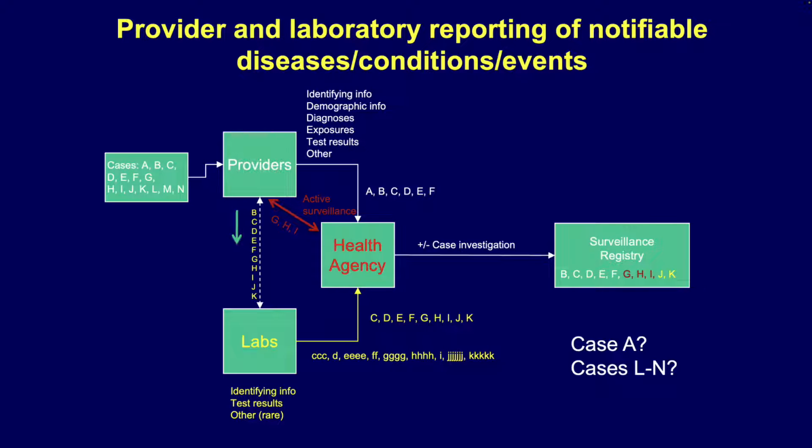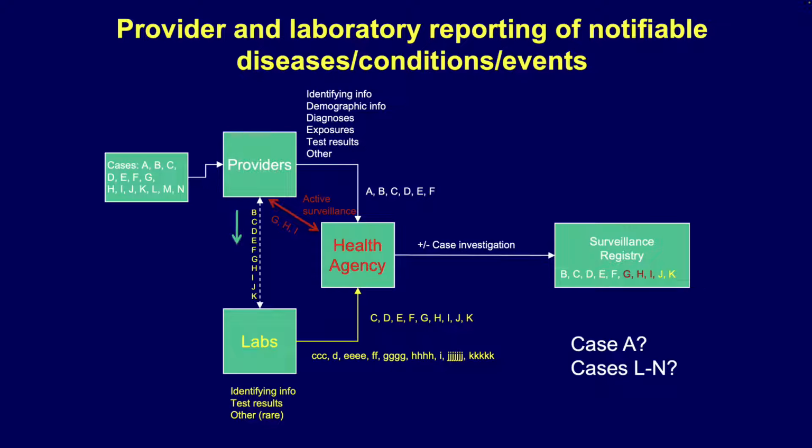Well, what about cases A and L? It could be that even though providers reported case A to the health department and the health department processed case A, that case didn't make it into the registry because of errors that can happen even within health departments. Things can really go wrong at all levels of this process, and it may be that case A was incorrectly determined to be a duplicate of another case that was previously reported to the surveillance registry, and so case A doesn't show up as a unique person in the surveillance registry.